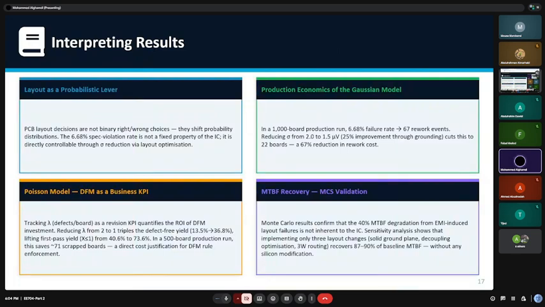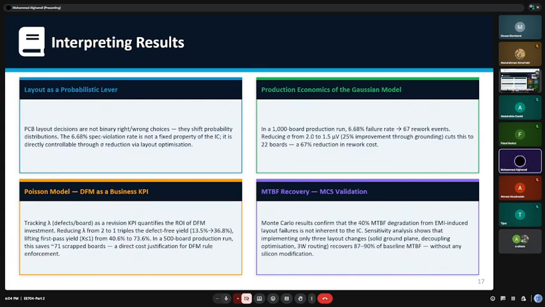Results: we can conclude that the layout is a probabilistic lever. PCB layout decisions are not binary, right or wrong choices. They shift the probability distribution, as we saw previously. The 6.68% specification violation rate is not a fixed probability of the IC. It is directly controllable through the sigma reduction via layout optimization.